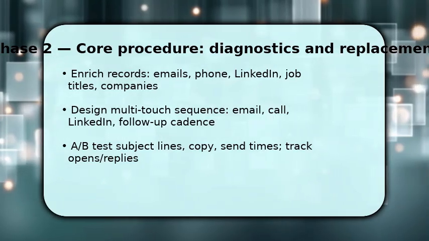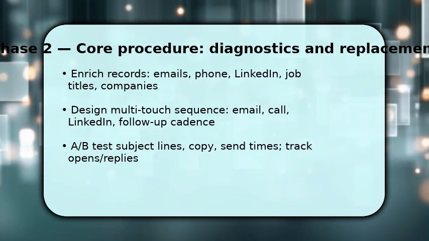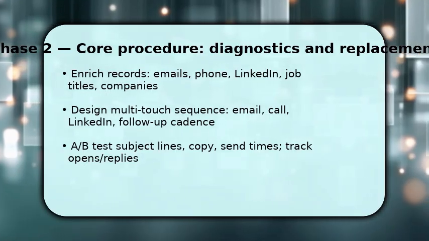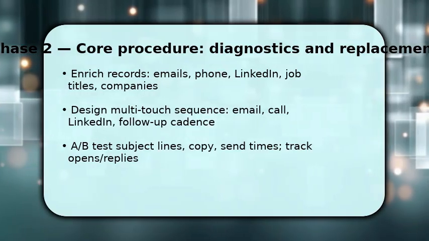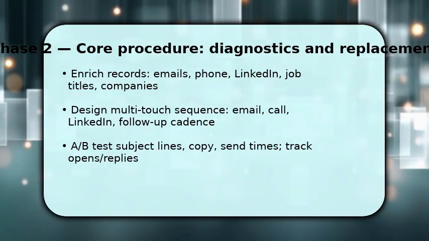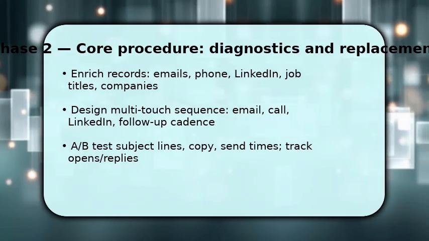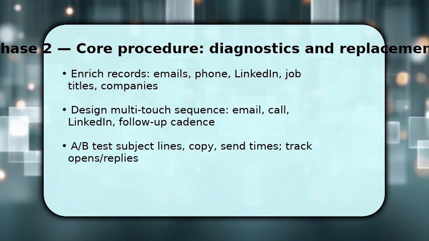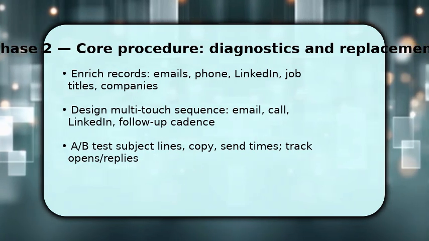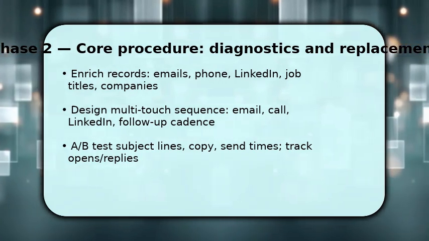Sequence steps should include a short personalized email, a call attempt, a LinkedIn connect or message, and 2 follow-ups spread over 2-3 weeks. Make sure to A/B test subject lines, opening lines, and send times. Monitor open and reply rates to iterate. That detailed execution increases response rates and reduces wasted touches.